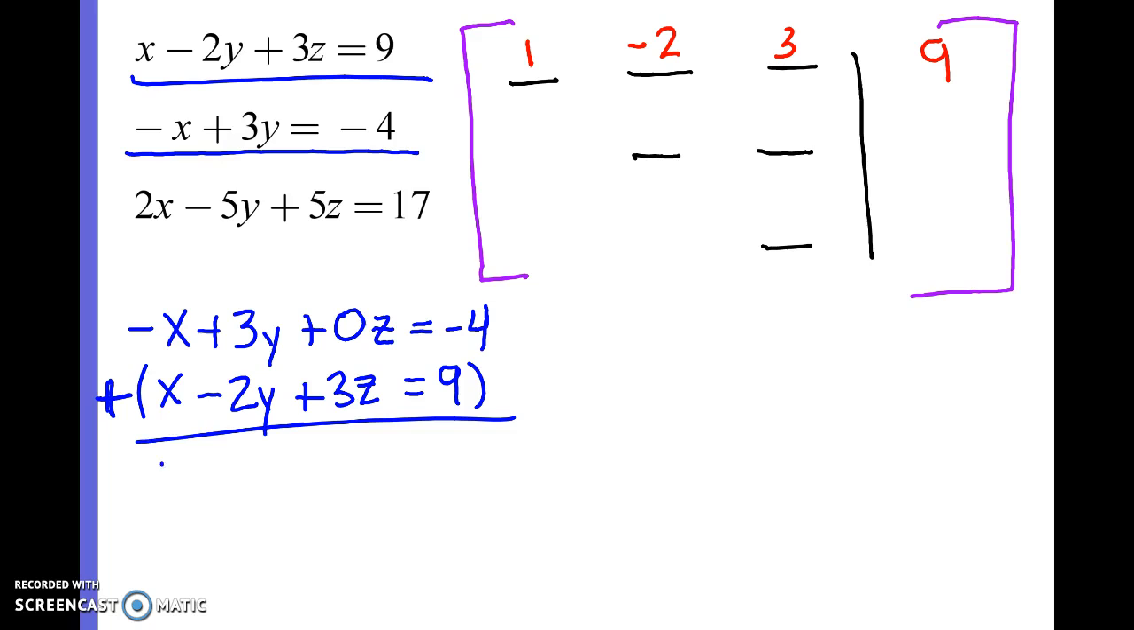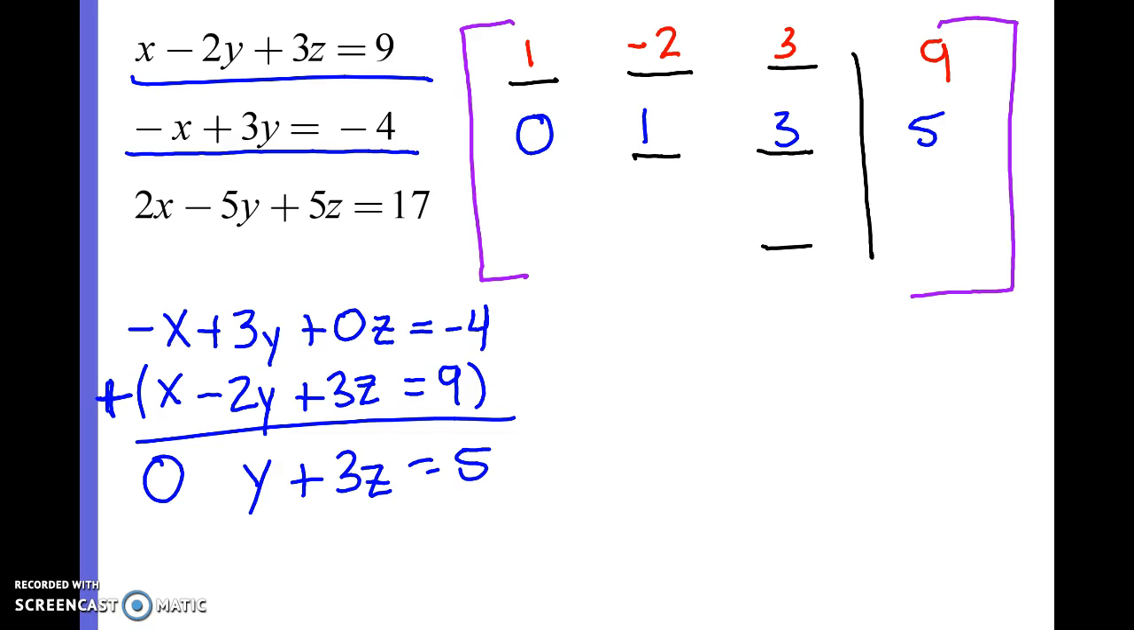So negative x plus x is 0. So I get a 0 for my x coefficient. Then 3y minus 2y is just 1y. And then 0z plus 3z is just 3z. So I have a 3 that goes there. And then negative 4 plus 9 is just positive 5. So my 5 goes right there. Okay. So far I've accomplished my task. I have ones along the diagonal so far, and I have a 0 here for my x, indicating that I canceled it out for that equation.